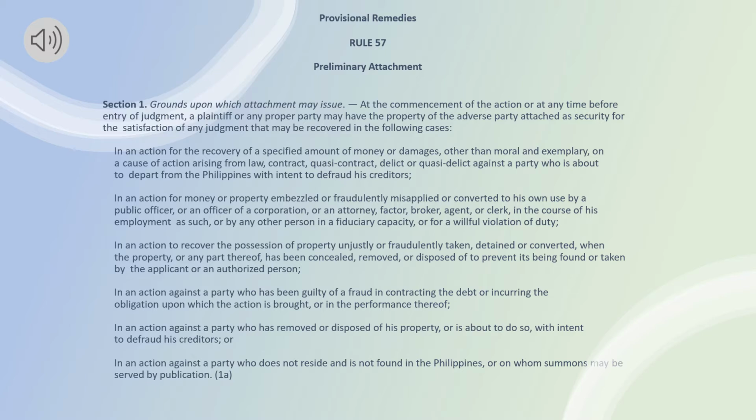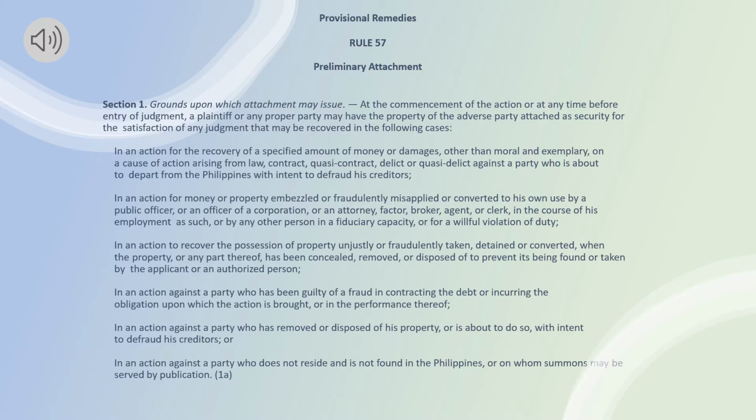In an action to recover the possession of property unjustly or fraudulently taken, detained, or converted, when the property, or any part thereof, has been concealed, removed, or disposed of to prevent its being found or taken by the applicant or an authorized person. In an action against a party who has been guilty of a fraud in contracting the debt or incurring the obligation upon which the action is brought, or in the performance thereof.